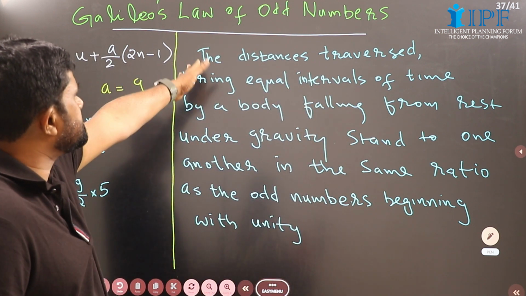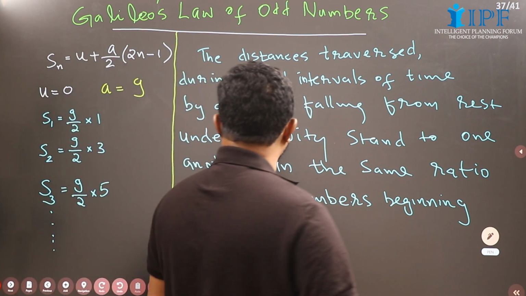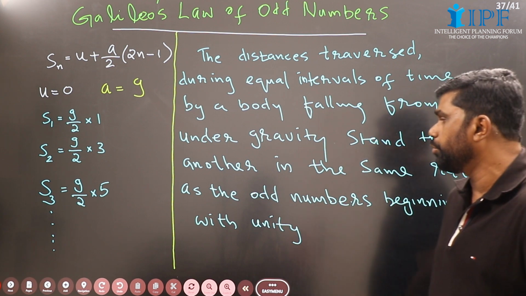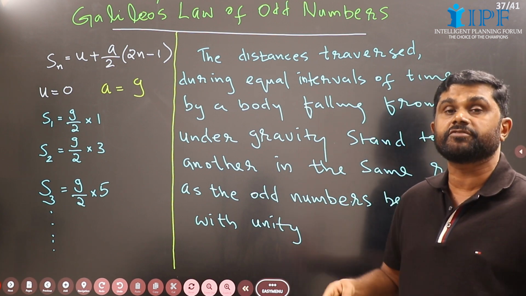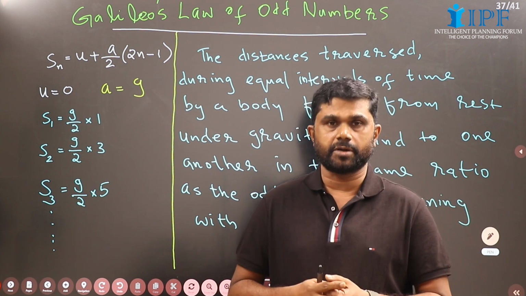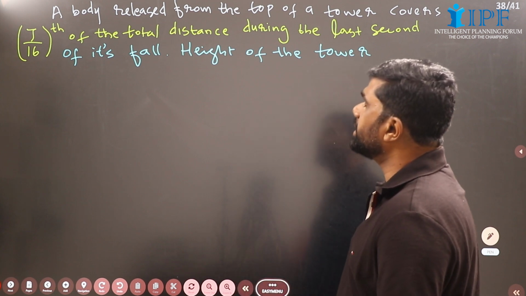Now see, the distances traversed during equal intervals of time by a body falling from rest under gravity stand to one another in the same ratio as the odd numbers beginning with unity, and this statement is called Galileo's law of odd numbers. Okay, this is another beautiful example for you.